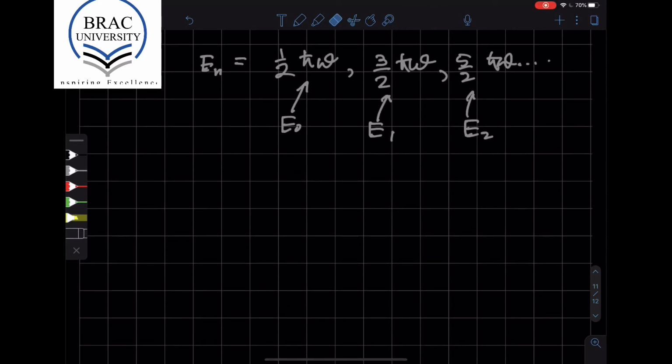Something that we mentioned before is that the difference in consecutive energy levels is given by this constant value, h bar omega. And as discussed in the previous lecture, we can approximate the intermolecular potential roughly using the simple harmonic oscillator potential.